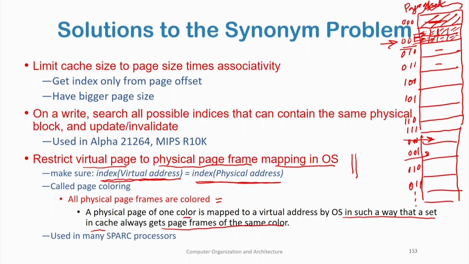So, only those virtual addresses will be able to get these physical page frames, that is, only those virtual page numbers. This page number will be given to such a virtual page number in which those 3 bits of A will be 001. By this scheme I will always be able to ensure that this page will go to the same set in cache. So, when this page goes to the same set in cache, I will be able to avoid the synonym problem.